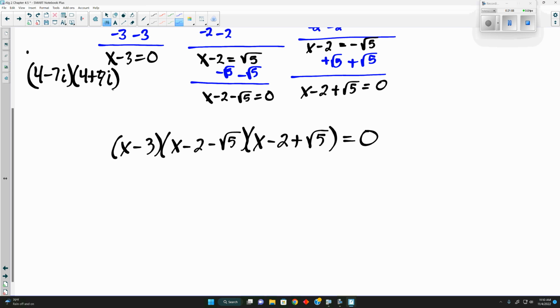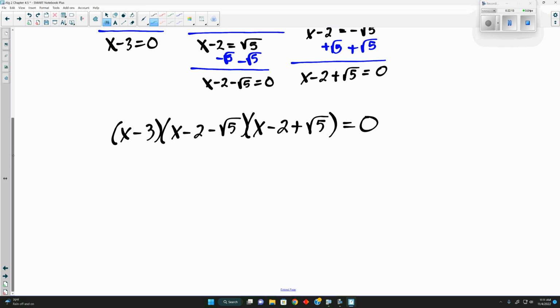So that also means when we multiply these two, x minus 2 minus the square root of 5 and x minus 2 plus the square root of 5, all those radicals will simplify out. That's why we're going to multiply them first. So if we multiply these together, well, we'll have x minus 3.